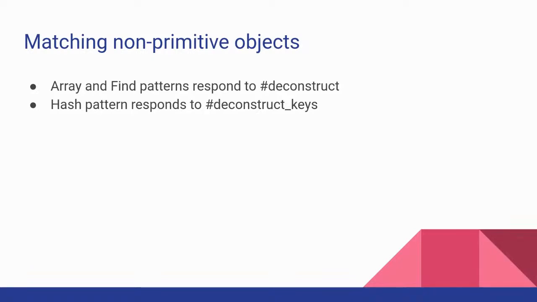We can use pattern matching against the objects we have in our project. We can compare the objects we have in our projects using pattern matching. But to do that, we're going to need to make our objects implement either the deconstruct or the deconstruct keys method. To be more specific, array and find patterns are going to trigger the deconstruct method, while the hash pattern is going to try to find the deconstruct keys method.